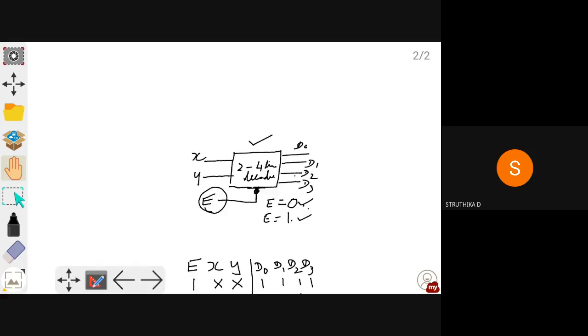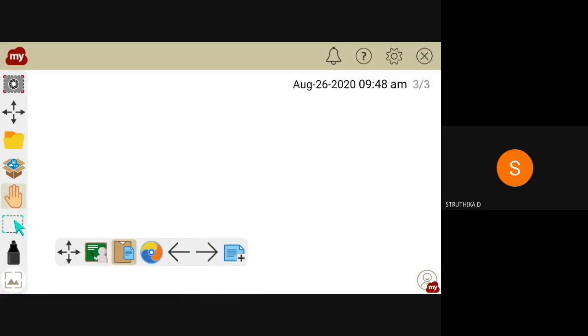So they may ask you to draw the 3 to 8 line decoder with enable input. You can use either NAND gate or AND gate. 3 to 8 line decoder means, apart from the 3 inputs you have an extra enable input, and you have to use that in the logical diagram also. So is it clear how to draw the circuit diagram with an enable input? Is it clear?